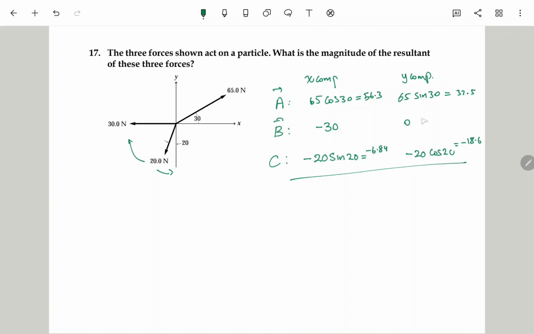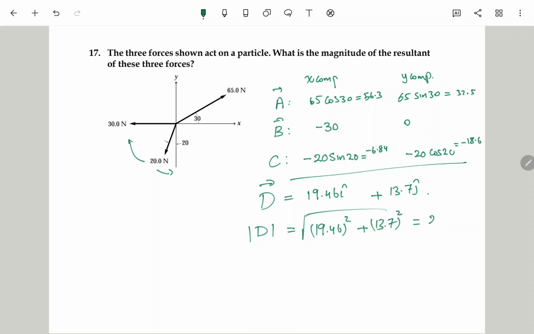Add x with x and y with y. Vector D is the resultant force equal to 19.46 i hat plus 13.7 j hat. Now the magnitude for vector D here is equal to square root of 19.46 squared plus 13.7 squared, or equal to 23.8. So this is the resultant force magnitude.